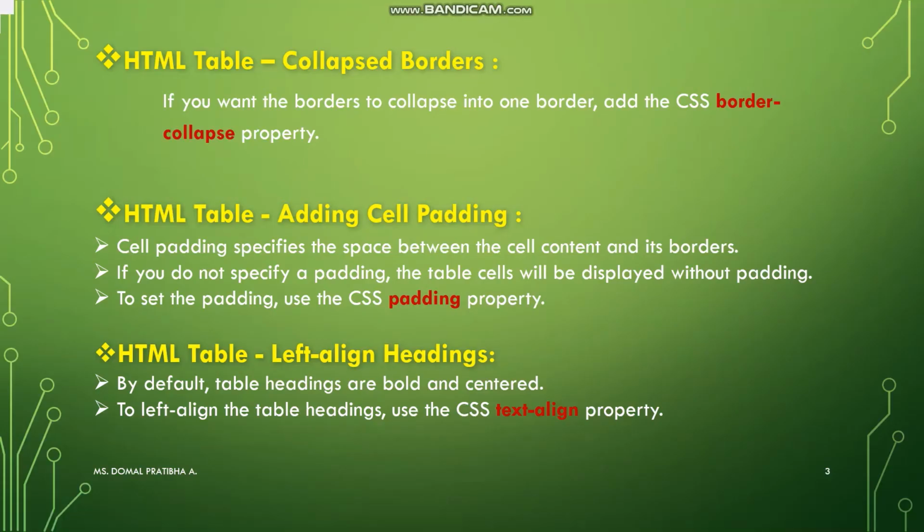HTML table left align headings. By default, table headings are bold and centered. To left align the table headings, use the CSS text-align property. You can see this. You only need to mention text-align colon left. It will display the headings left aligned.